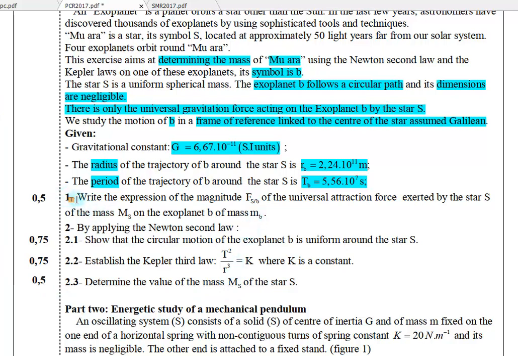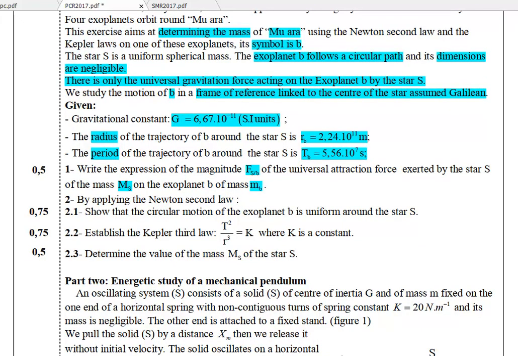So question 1. Write the expression of the magnitude FSB, the force that S acts on B, of the universal attraction force exerted by the star S of the mass ms on the exoplanet B of mass mb. And we have to be careful as to abide by these notations. Okay, so we need to use the notations of the exercise. So question number 1.